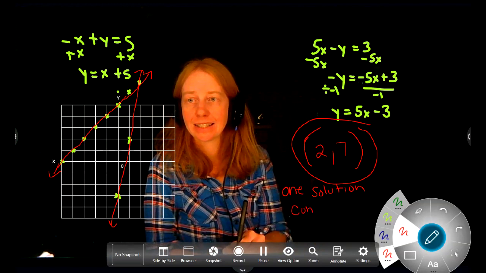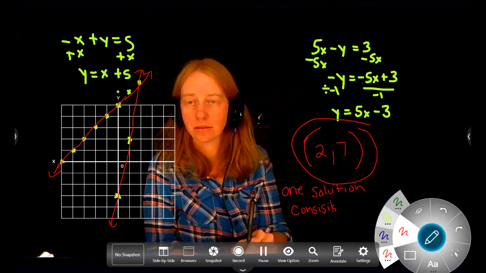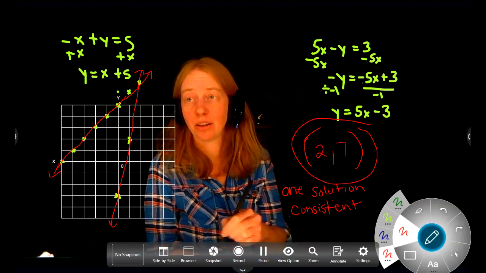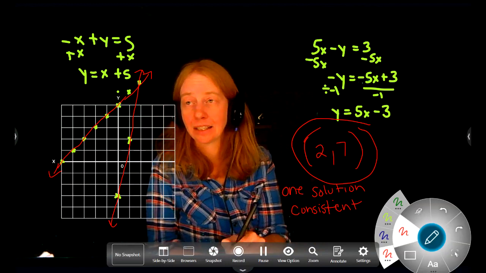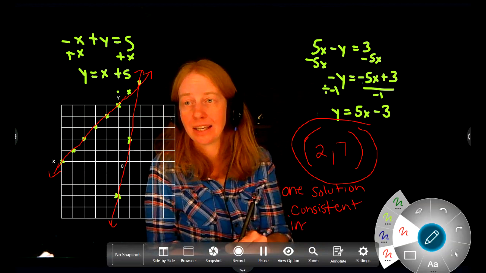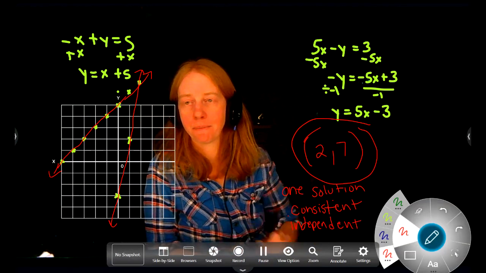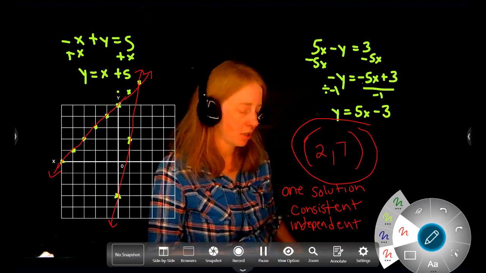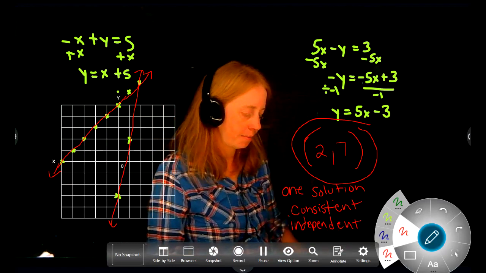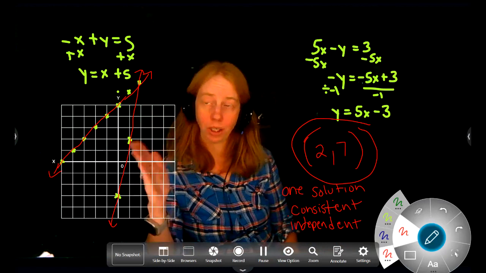It is consistent. I don't know how to spell consistent. Consistent. Yeah, now it looks right. Because it has at least one solution, and it is independent because it has exactly one solution. Independent. There we go.